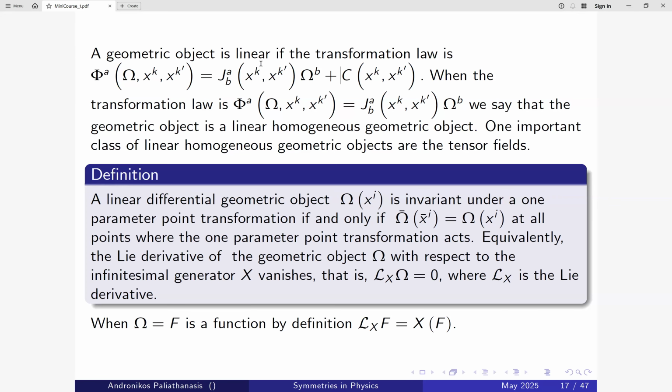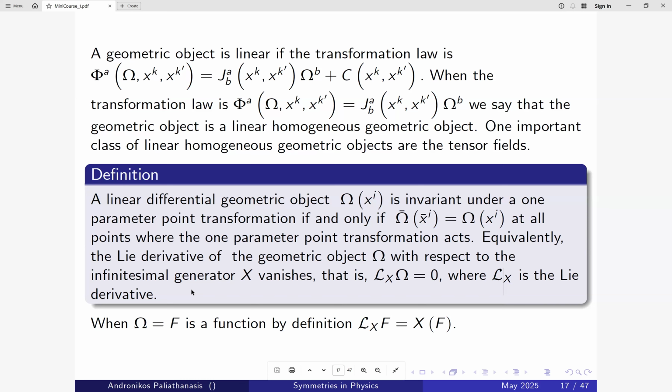Now, as in the case of the functions, a linear differential geometric object is invariant under a one-parametric point transformation if and only if omega bar is equal to omega, with values at p and p bar at all points where the one-parametric point transformation acts. Equivalently, the Lie derivative of the geometric object omega with respect to the infinitesimal generator X vanishes. That is, the Lie derivative of X on omega, L_X omega, equals 0. L_X is a Lie derivative.